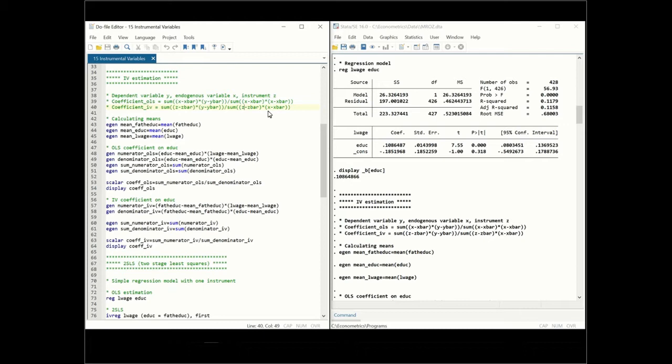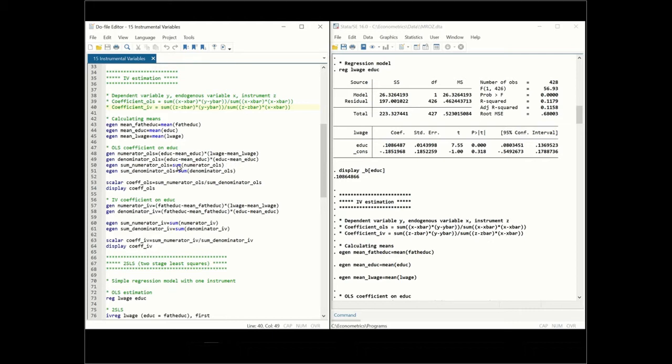So let's go ahead and apply these two formulas and calculate the coefficients. The first thing we're going to be doing is calculating the means using the egen command. Here we're going to have the mean of the father's education, the mean of education, and the mean of log of wage. And we would be calculating the OLS coefficient by just taking education minus mean education and then log wage minus mean of log wage.